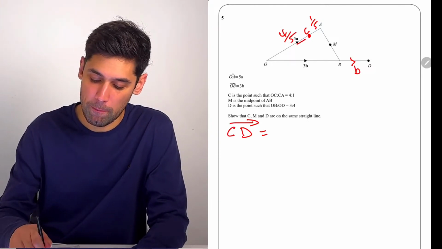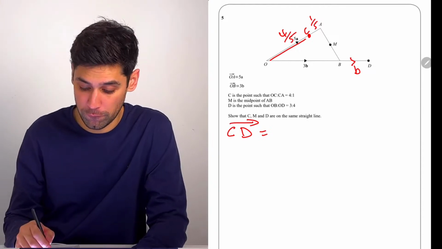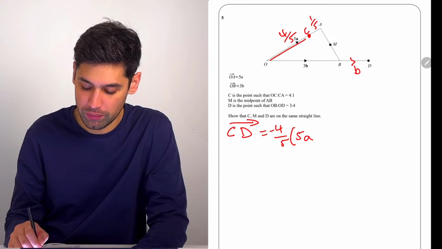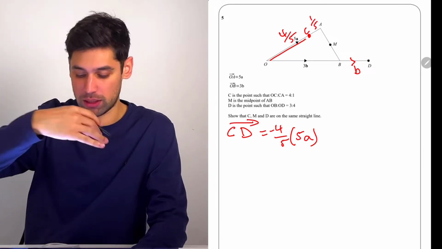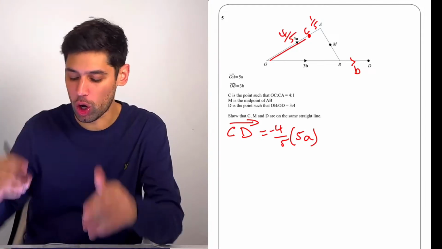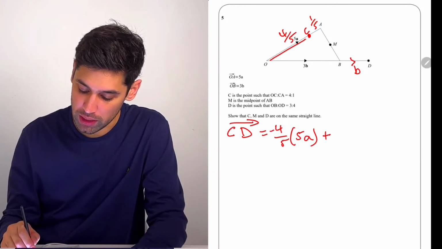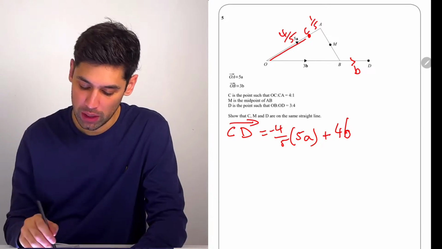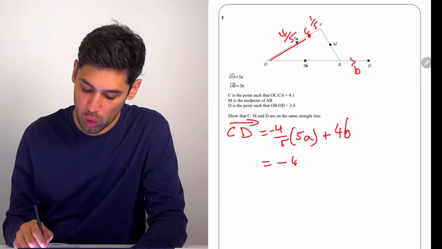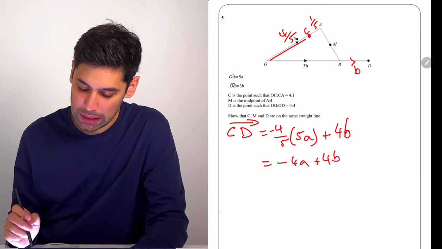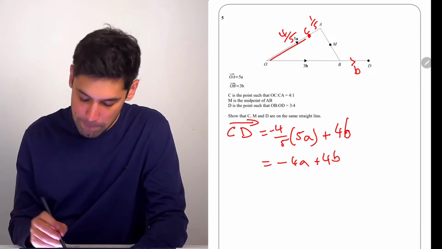That's just going to be minus 4/5 of 5A, because we're going against the arrow, so it's going to be negative, and we want 4/5 of the whole line. And then we're going to do plus 4B to get all the way to D, which is going to give us minus 4A plus 4B. Quite nice.